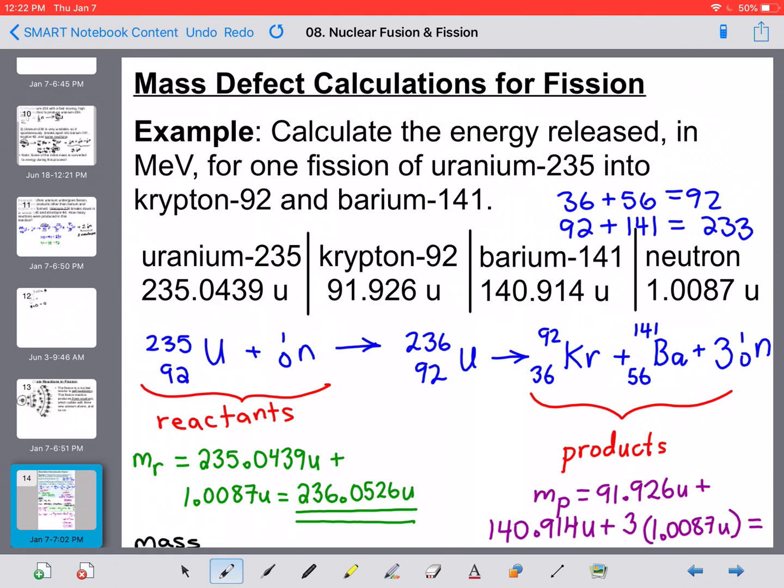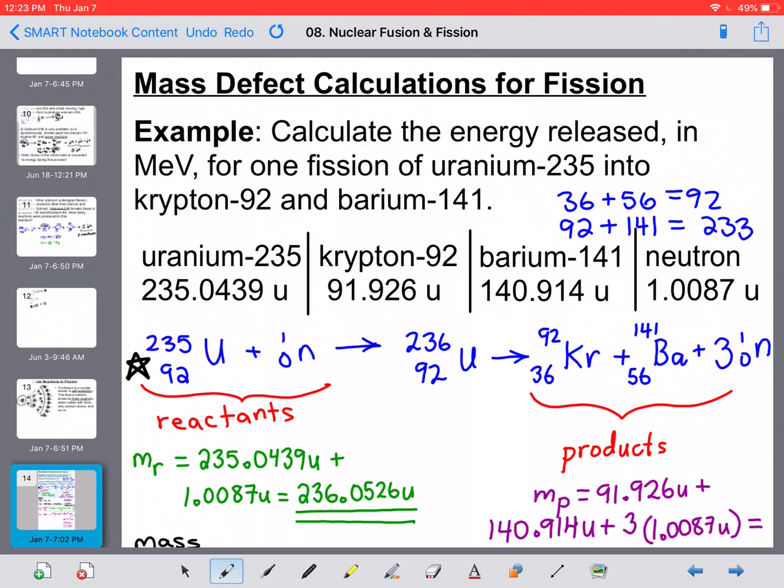All right, so you may be asked to do a mass defect calculation for fission, and I'm just going to show you how to do that. It's very similar to the mass defect calculations that we were doing earlier in the unit. So for example, calculate the energy released in mega electron volts for 1 fission of uranium-235 into krypton-92 and barium-141. Okay, so looking down here where I'm putting the star, there's the nuclear reaction written out.